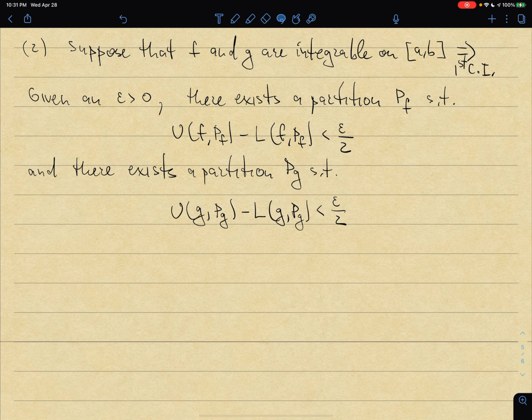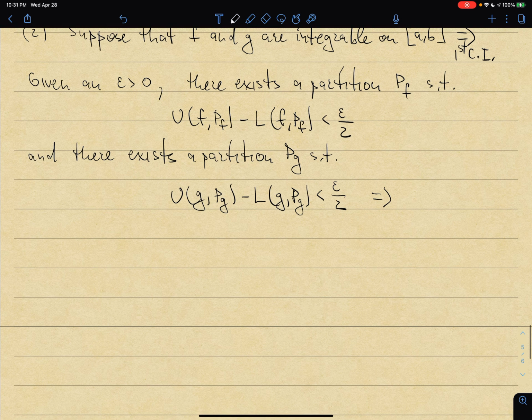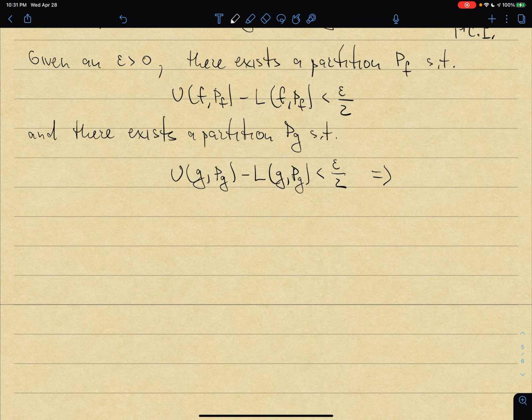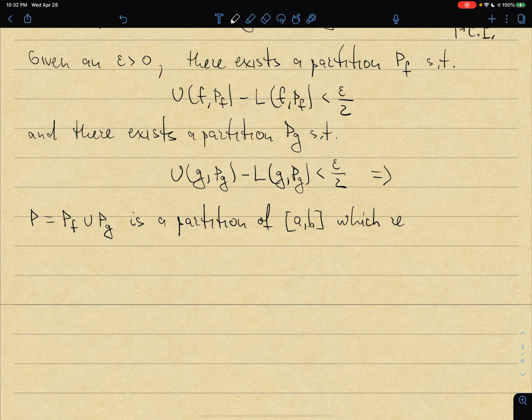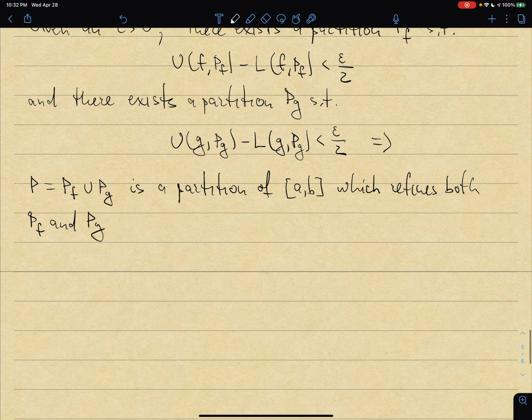Okay, so then it is easy to see that P equal to PF union PG is a partition of AB, which defines both PF and PG, right? This is a partition which is finer than both PF and PG.